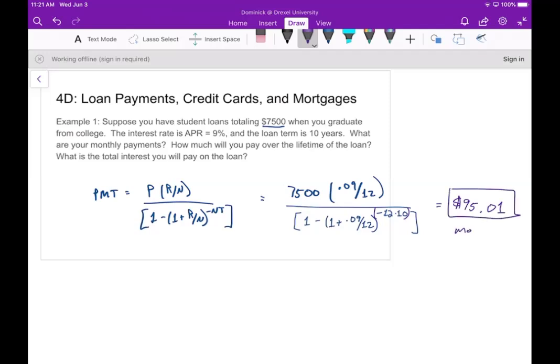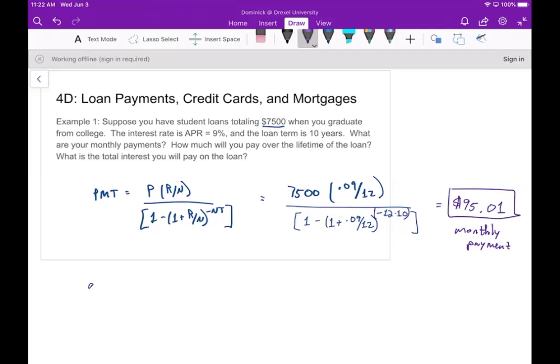So this is our monthly payment. So that's the first answer that we have, right? So the first thing we wanted to figure out was what are the monthly payments, and there they are. Now, how much will you pay over the lifetime of the loan is different, right? You're not paying $7,500 because you're also paying interest.